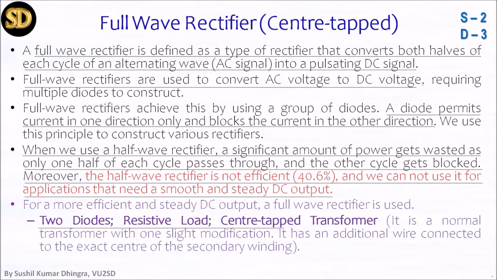Here we need two diodes, a resistive load, and a center tap transformer. This transformer is a normal transformer with one slight modification. It has an additional wire connected at the exact center of the secondary winding, and we are using it as a 0, or I can mention it as an O.